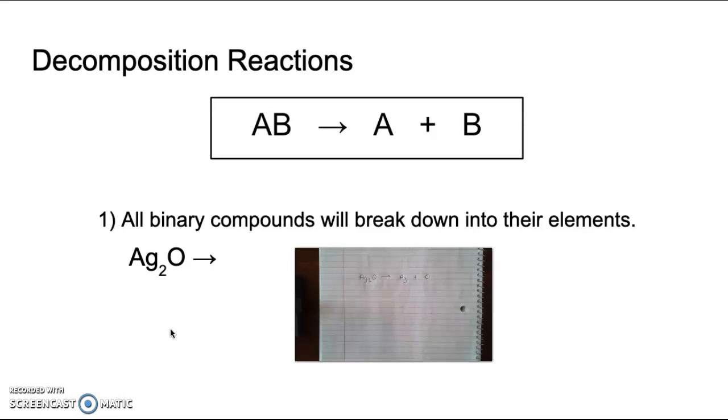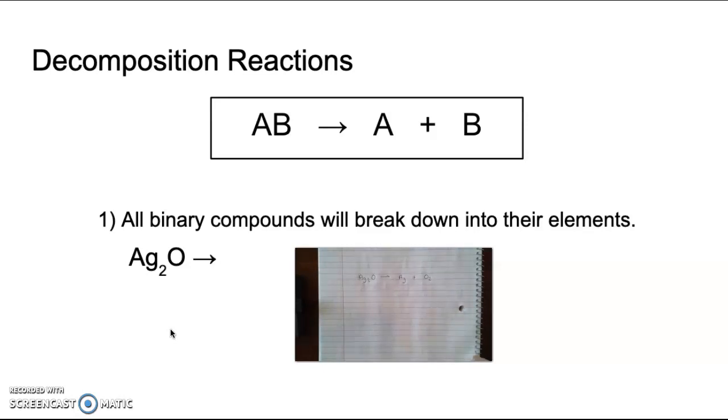You'll want to remember the sentence, "All bring cookies for our new home," and that would represent iodine, bromine, chlorine, fluorine, oxygen, nitrogen, and hydrogen. I can see that one of those elements that I named is oxygen, so I can't just write an O here. Anytime I write O by itself, it's got to be diatomic, so it's got to be O2. So our 2 products here are silver and oxygen.